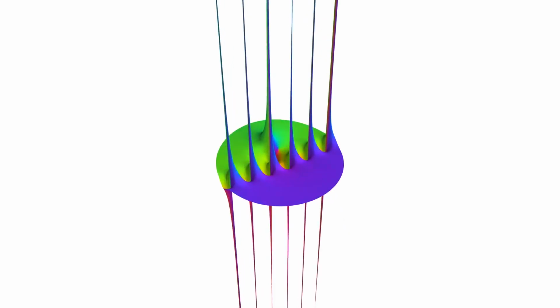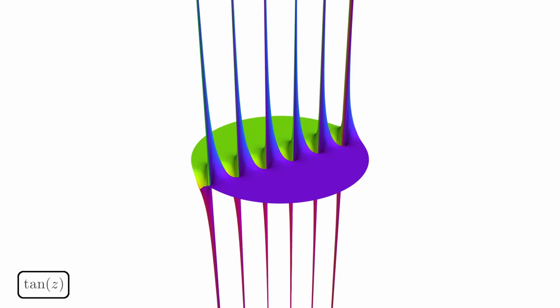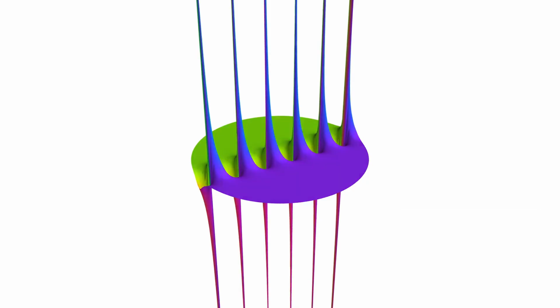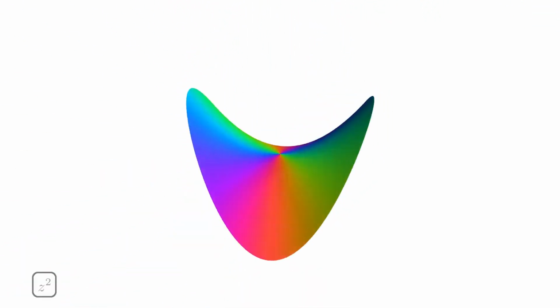Let's try, for example, the tangent of z. Try recalling and comparing it with the domain coloring that we had earlier. And let's now just finish with z squared.